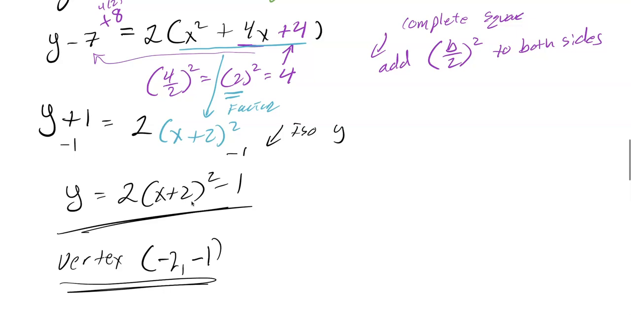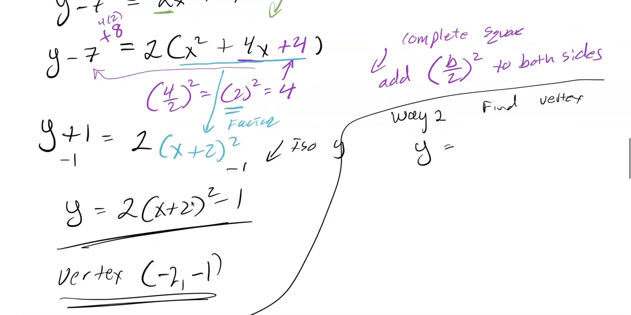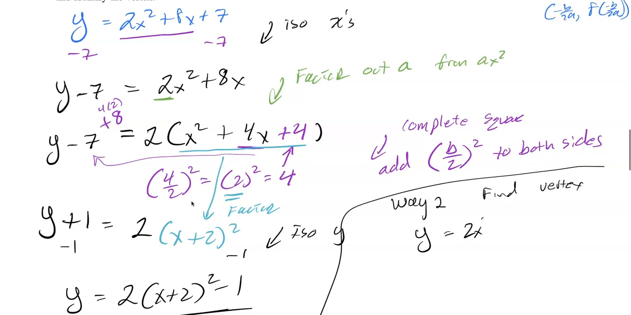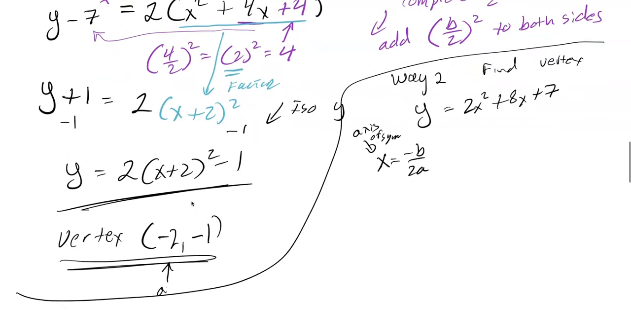Way 2 is kind of my favorite way of doing it. And way 2, all we got to do is find the vertex. And there's a way to do that. So let's recap, right? We start off with y equals 2x squared plus 8x plus 7. So the way you find the vertex is you use the axis of symmetry formula, which is x equals negative b over 2a. That gets you the axis of symmetry. The axis of symmetry is also the x in the vertex. So basically we're just going to find the x in the vertex using this axis of symmetry formula.